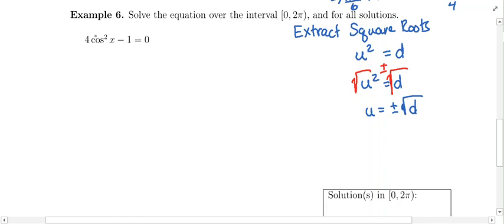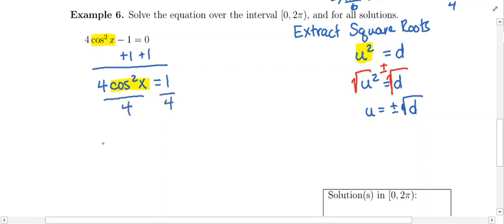Even though it's really great that the right side is already 0, we're going to go ahead and try to isolate the something squared. That's what you want to do here. Our something squared is going to be the cosine squared of x. We need to get that by itself on one side. So we're going to start by adding 1 to both sides. We get 4 times the cosine squared of x is equal to 1. We're almost there. To isolate the cosine squared of x, we're going to divide by 4. So we get the cosine squared of x is equal to 1/4.